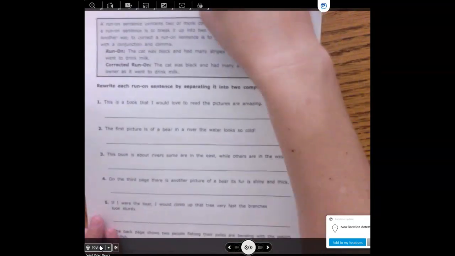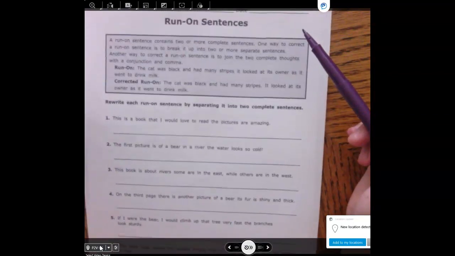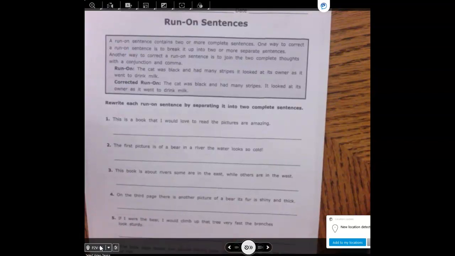Let's take a look at run-on sentences. A run-on sentence contains 2 or more complete sentences. One way to correct a run-on sentence is to break it up into 2 or more separate sentences. Another way to correct a run-on sentence is to join the 2 complete thoughts with a conjunction and a comma. Okay, so a conjunction would be something like and, but. Those would both be conjunctions.